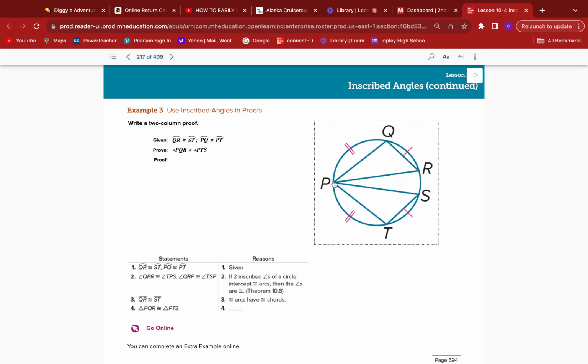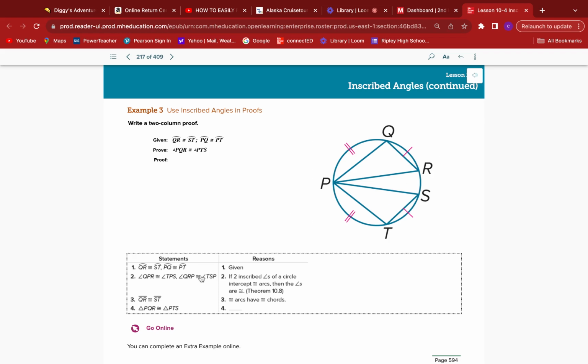All right, they tell us that arc PQ and arc PT are equal. Well, that means its inscribed angles are equal. So arc PQ would be angle QRP, and arc PT would be angle PST. That means angle R and angle S are equal. Okay, there's your another A. So we got AA. We got 2 A's so far.